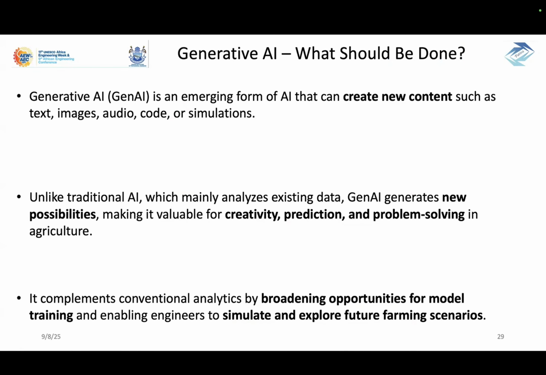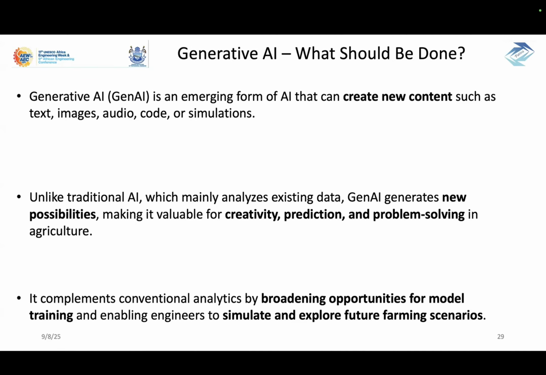Okay. I'm sure all of us have used ChatGPT. So ChatGPT is the latest part of analytics, basically. It's called generative AI. What should be done? So this is an emerging form of AI that can create new content such as text, images, audio, code, and simulation.